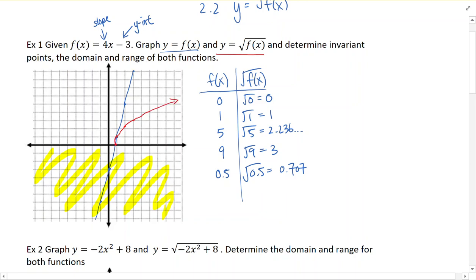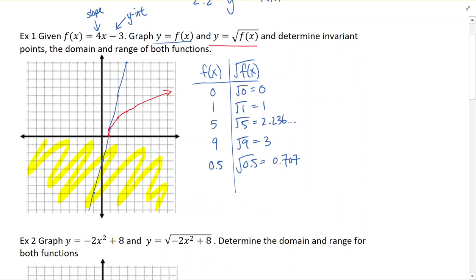Okay. All right, now let's determine those invariant points. So invariant points, you'll notice, are when y equals 0 and y equals 1. It's kind of hard to, I'm just going to draw arrows. Y equals 0, y equals 1. These are your invariant points. Okay, I'm just going to point out where they are, not necessarily the specific coordinates.